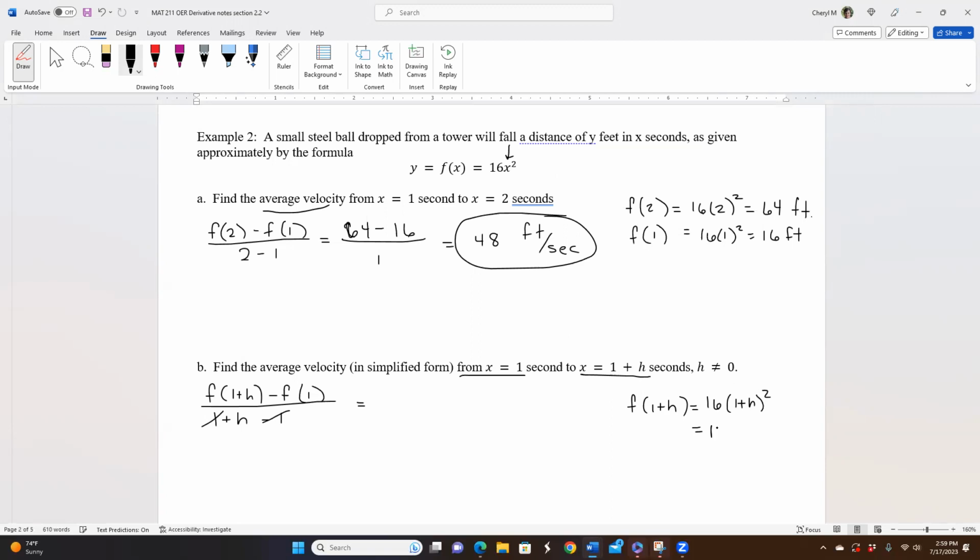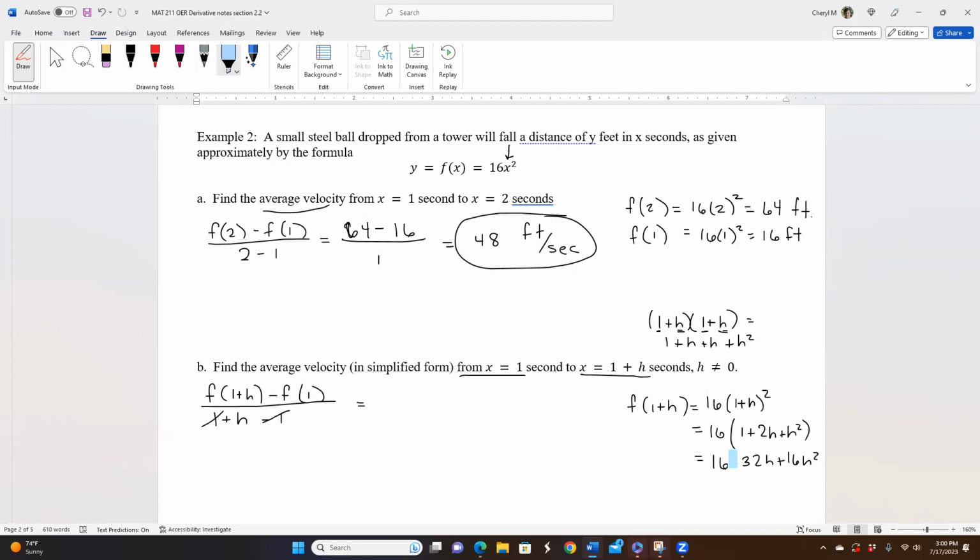We must remember, this will happen a lot, that when we're squaring a binomial, we have to FOIL it. So this will give us 1 times 1 is 1. 1 times h is 1h. H times 1 is also 1h. And h times h is h squared. So we get 1 plus 2h plus h squared. Cleaning that up, it'll give us 16 plus 32h plus 16h squared.